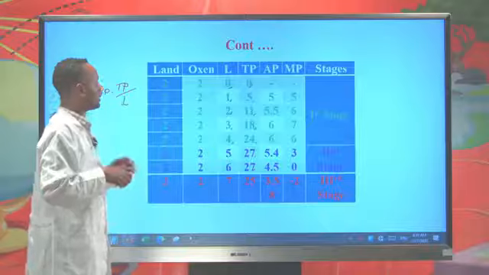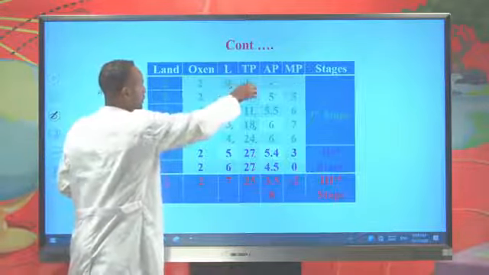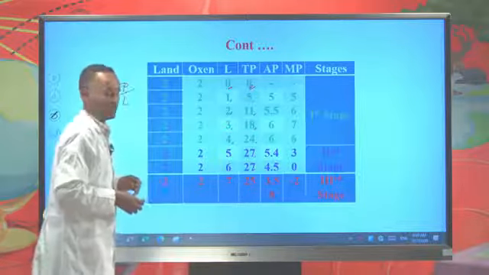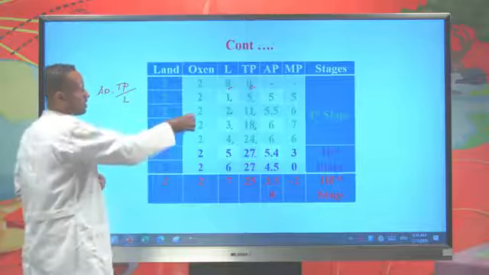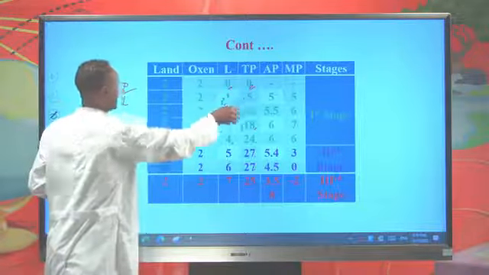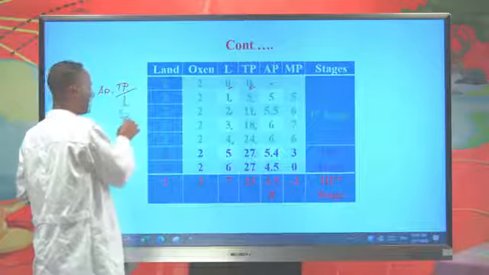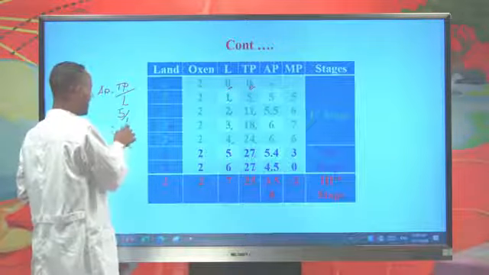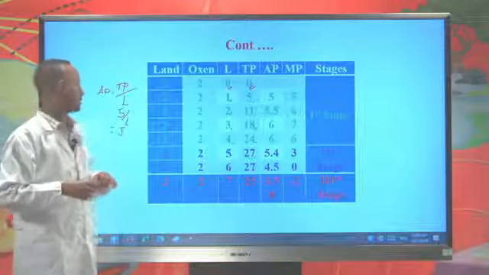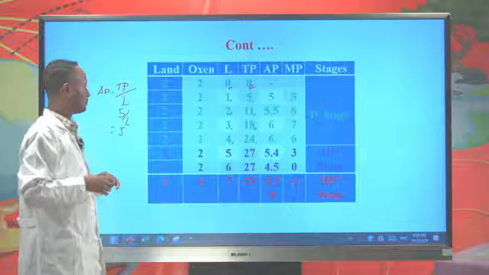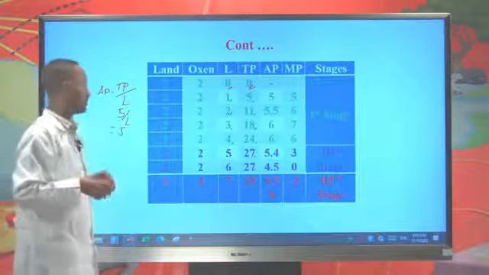So in the short run, the total product of 0 units of a commodity is always 0. And the total product of one labor is 5 quintal. That means it is calculated by dividing 5 by 1. This indicates that the average product of one labor is 5 quintal. This indicates that one labor is producing 5 quintal on average.